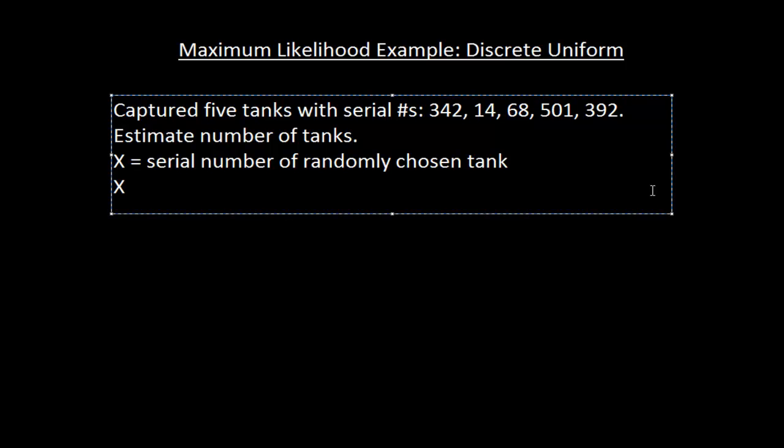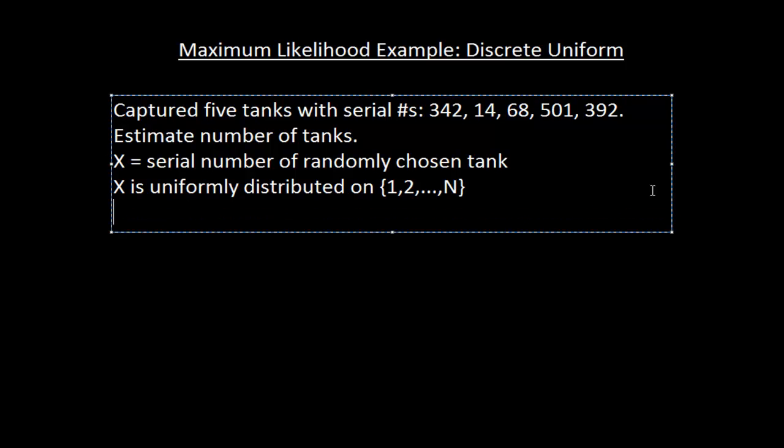And X is going to have a uniform distribution on the set from 1 all the way up to capital N. It's a discrete uniform distribution because the set of all tanks is discrete. There's a finite number of tanks. And our goal here is to estimate N. We've got all these tanks. We don't know how many tanks there are for the Germans.